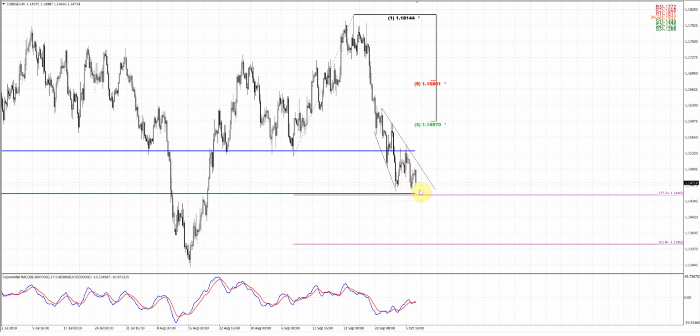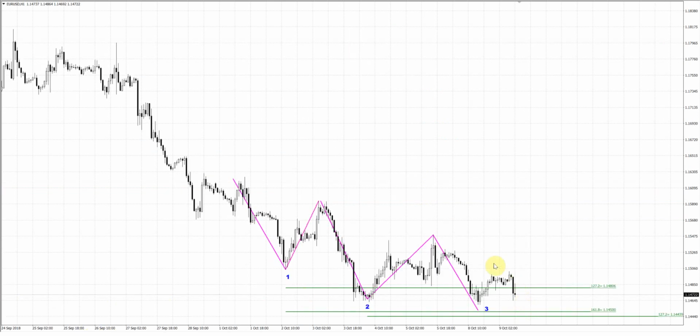That's why currently I think we should focus on the three drive, at least its minimal target. Let's not count on some really big reversal, but the minimal target of the three drive could be reached. At least some bounce from 1450 is possible, and later we will see what to do next. So currently today, guys, all eyes on this three drive pattern.